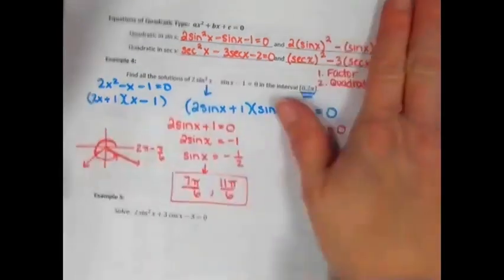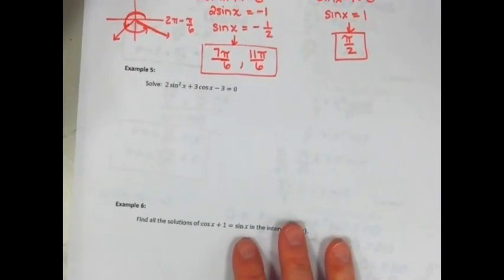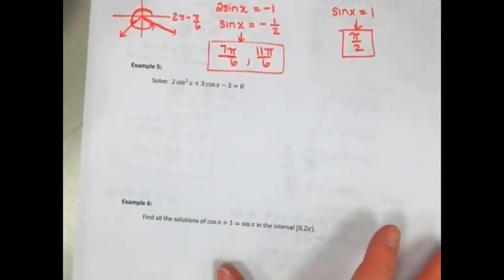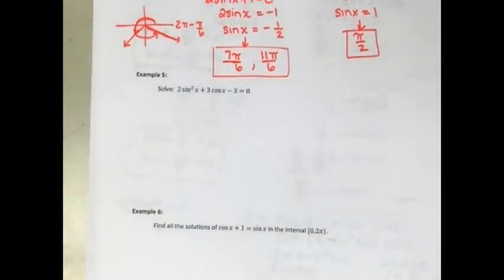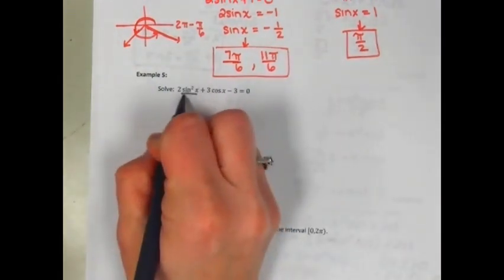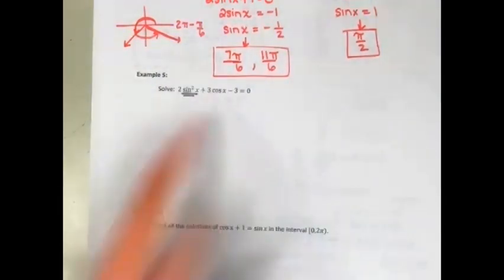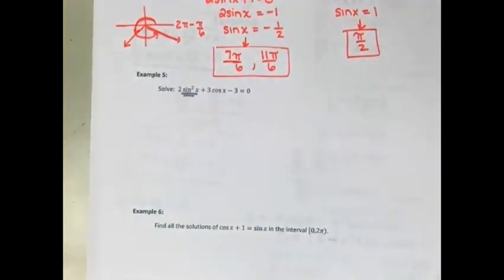All right. Example 5. 2 sine squared x plus 3 cosine x minus 3 equals 0. What's wrong with this? We have sines and cosines, right? But do we know something about sine squared x? Is sine squared x equal to something with cosine? Think of your trig identities. What do we know about sine squared? It's one of your trig identities.